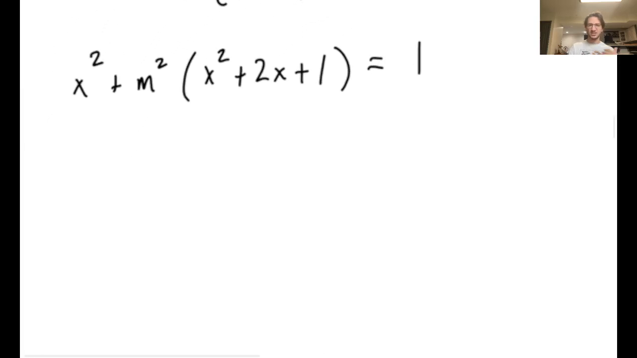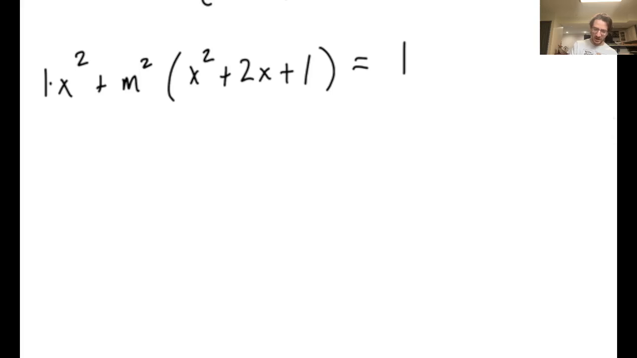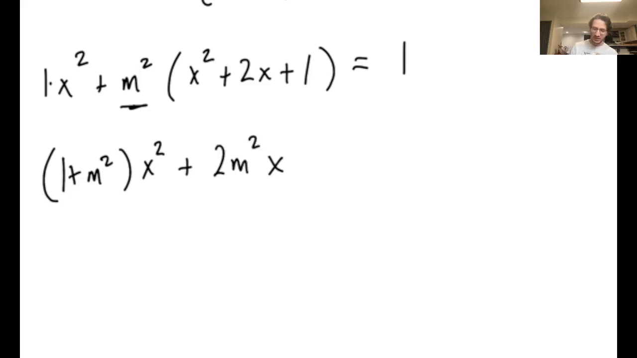I'm going to collect all of my x squareds together. How many x squareds do I have? Well, I have 1 x squared there and m squared x squared. So that gives me (1 plus m squared) times x squared, plus, how many just x's do I have? Well, I have 2m squared times x. When I distribute that m squared, that's what I'll get. And then my constant term is plus m squared minus 1. That equals 0.